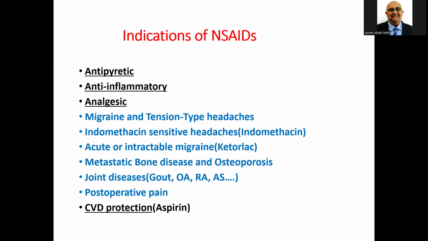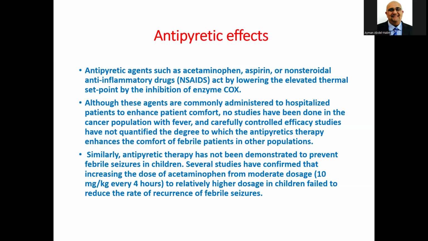Indications of aspirin. Aspirin is used as an antipyretic, anti-inflammatory, and as an analgesic in different conditions, such as migraine, tension headache, indomethacin-sensitive headaches, acute or intractable migraine, metastatic bone disease, joint disease, and postoperative pain. Also for cardiovascular disease protection as a secondary prevention. Also, NSAIDs are used as antipyretics. They reduce the temperature.